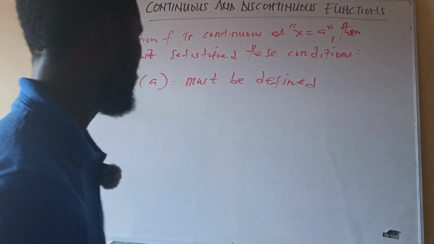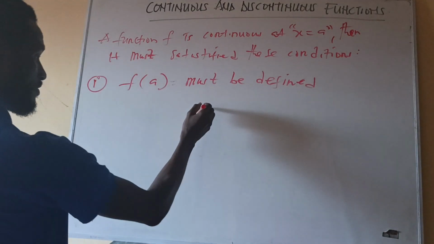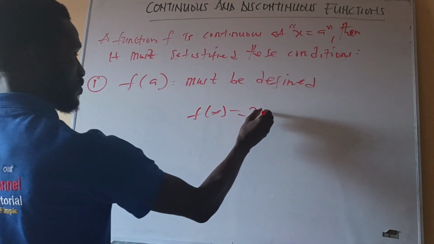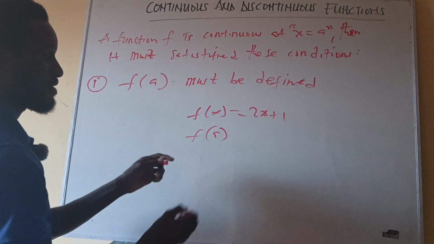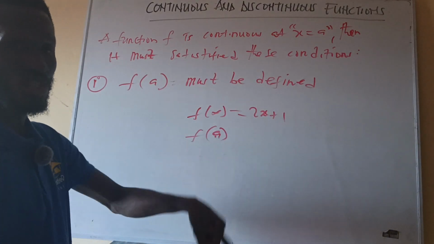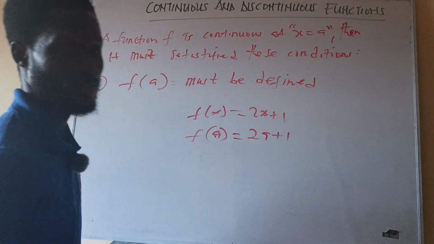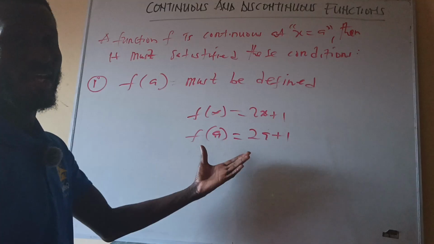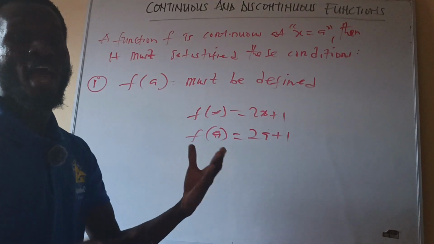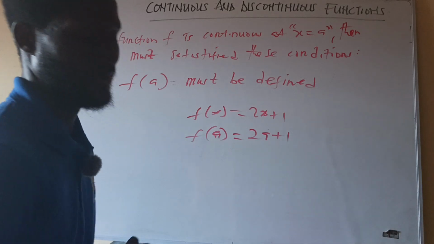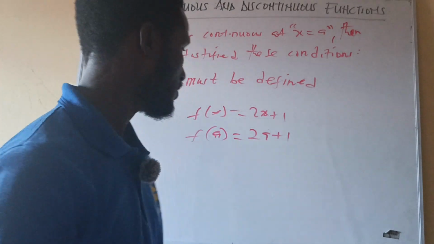Now, don't forget that finding f of a is something simple, right? Example, if I have f of x is equal to 2x plus 1, and I'm looking for f of a, it means where I see x, I need to put a there. So I'm going to get 2a plus 1. This is what we are going to solve. We are going to find f of a. So f of a must be defined.